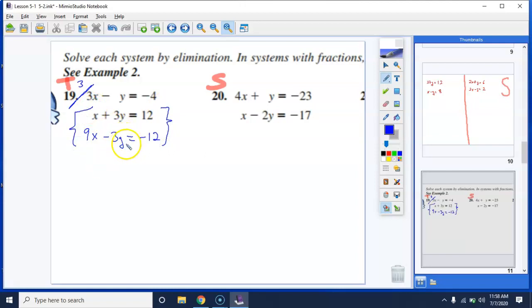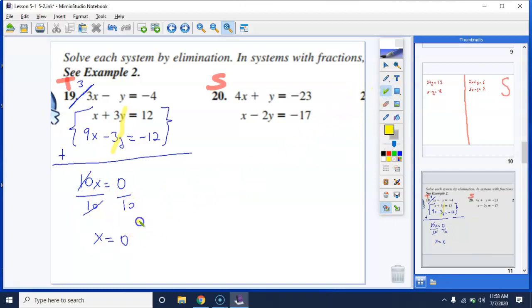I hope you've seen that thanks to this, these two will disappear. These two will eliminate each other. 3y. Let's add them. 3y minus 3y cancel each other, right? So let's see what we got. x plus 9x should be 10x equals 12 plus negative 12. Oh, it's 0. So let's divide both sides by 10. x equals 0 divided by 10, which is 0. So x equals 0. That's my first answer.